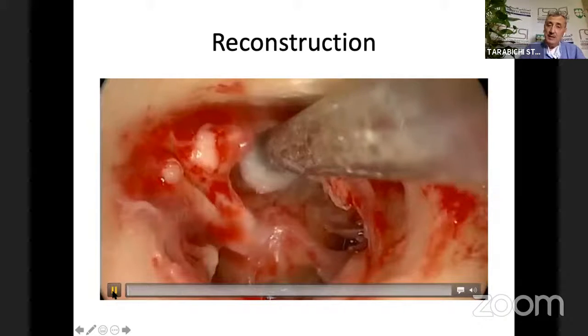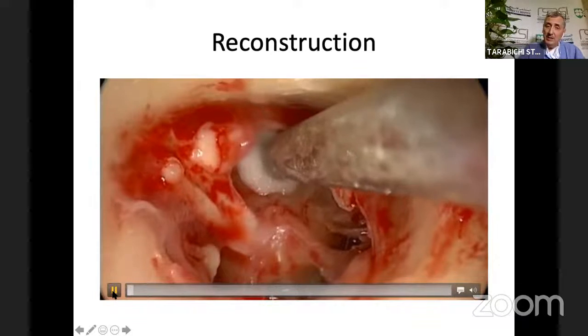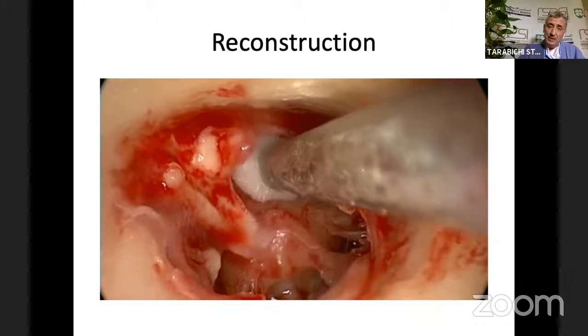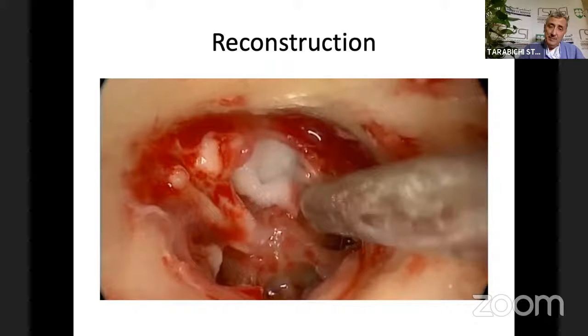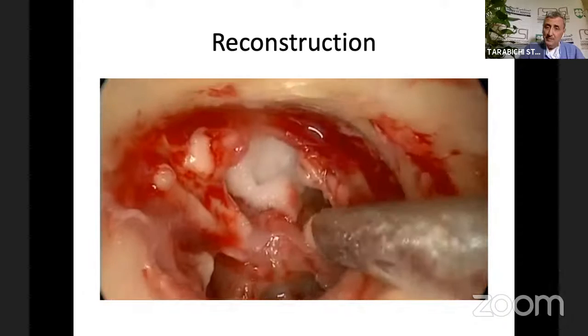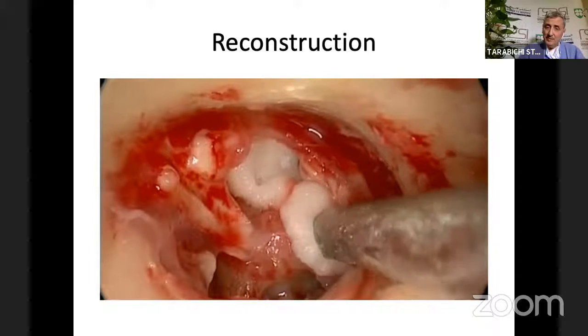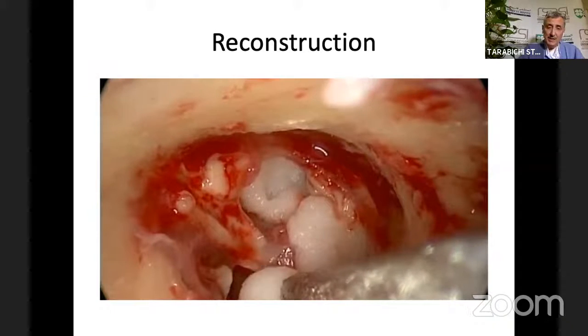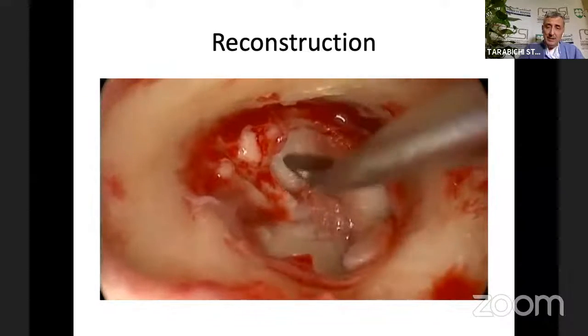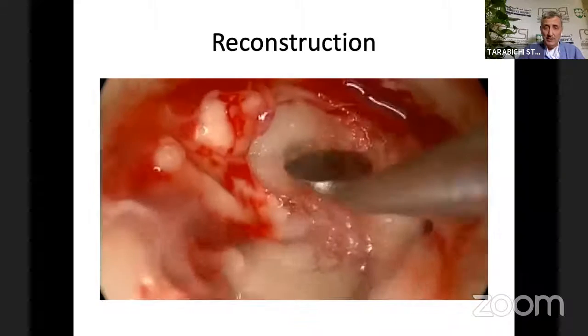So this is the way I do it. I fill up all these spaces. This is again after I've taken out the skin. Make sure everything is smoothened out.